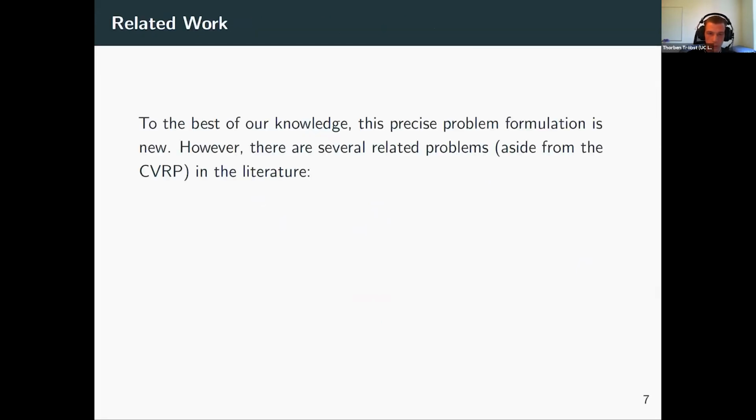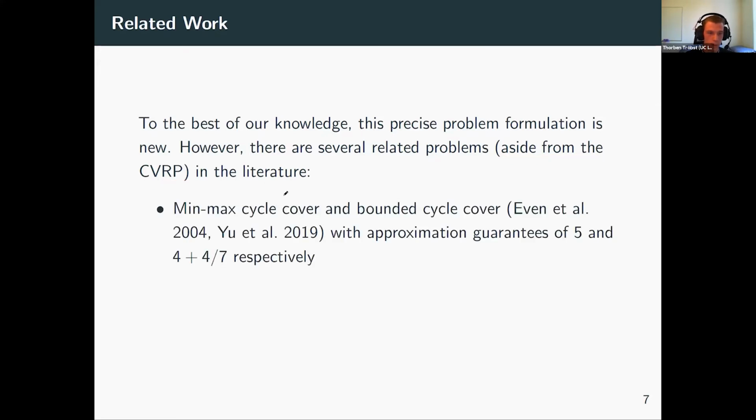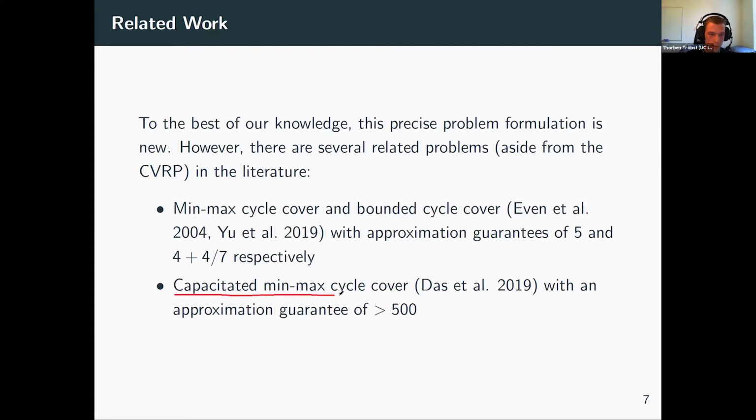Now, to the best of our knowledge, this exact problem formulation, as I just stated, is new. However, there are several quite related problems, aside, of course, from the CVRP, which I just introduced, which is the main motivation. There are also some other problems, for example, the so-called min-max cycle cover, and there's also bounded cycle cover, which are quite similar and which have received some recent attention. So there have been some recent approximation algorithms with guarantees of 5 and 4 + 4/7. And there's also the min-max version of this problem, a capacitated min-max cycle cover, where you're trying to minimize the maximum length of a cycle, for which there has also been a very recent approximation algorithm, though with a very, very large factor of over 500.